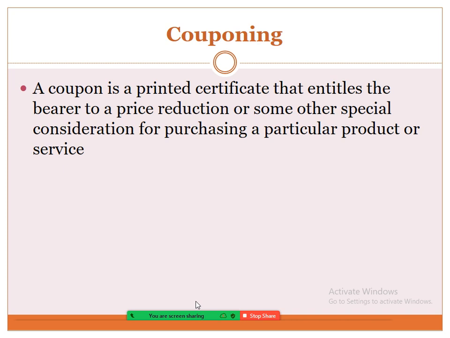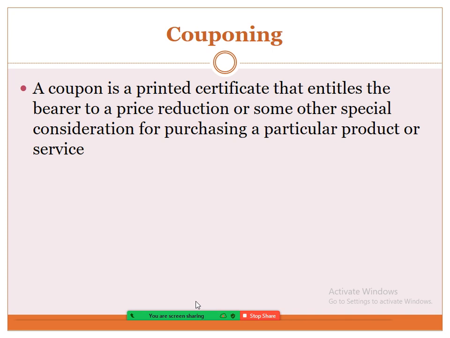Next tool is couponing. A coupon is a printed certificate that entitles the bearer to a price reduction or some other special consideration for purchasing a particular product or service. In the United States and Great Britain, marketers rely heavily on newspapers to deliver coupons.